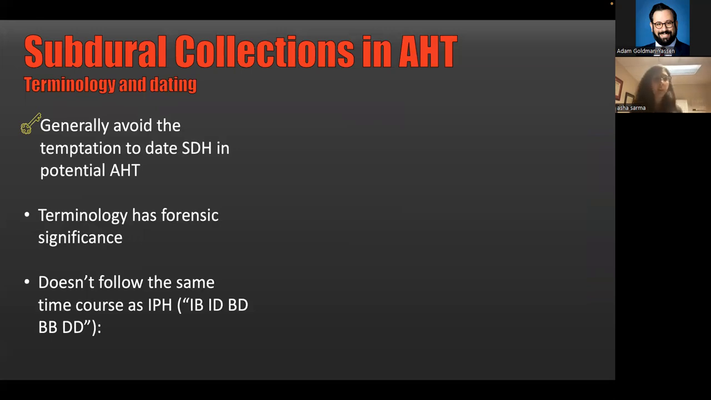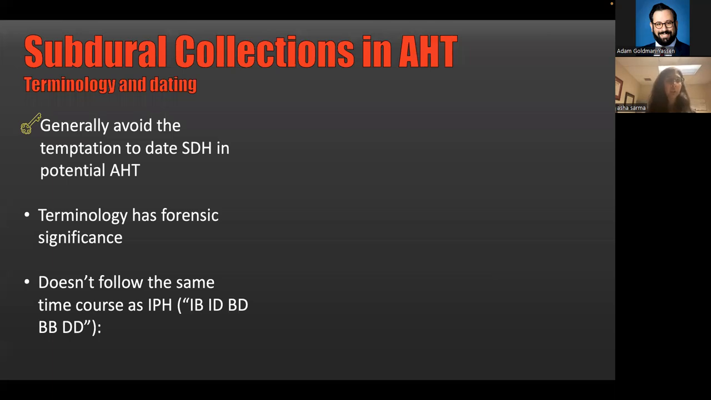But generally avoid the temptation to date subdural hemorrhages in abusive head trauma, because this can be really problematic. There's a lot of uncertainty in most cases, and the terminology has forensic significance. For example, it can implicate a certain caregiver if you imply that the collection was a certain amount of time old.